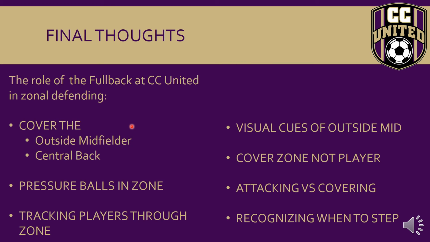So in summary, the role of the outside defender at CC United is to cover that outside midfielder, to cover the zone that is directly behind the outside midfielder as they move up the field, and to cover the zone for the central back, either when the central back transitions and wins the ball and breaks out of the back, or when the central back steps out to defend. They must recognize when the ball is coming into their zone so they can step and pressure the ball. And they must recognize when to track players through the zone.